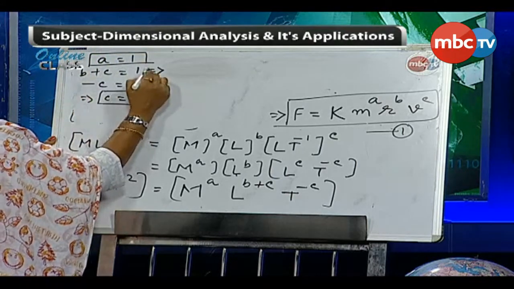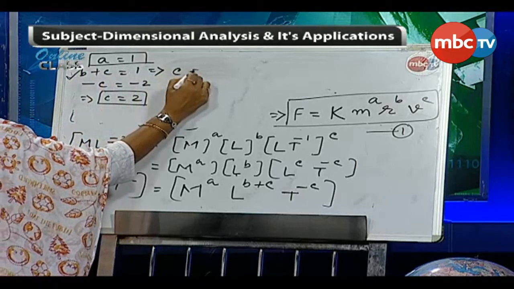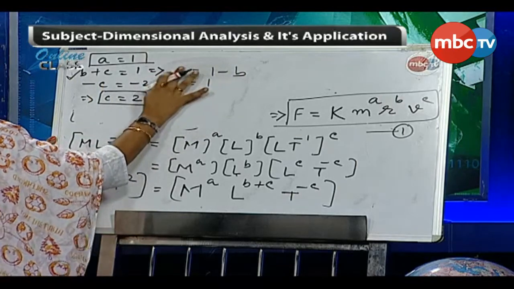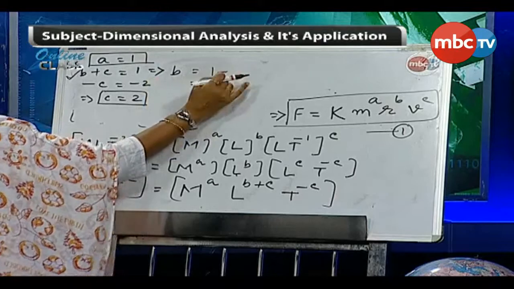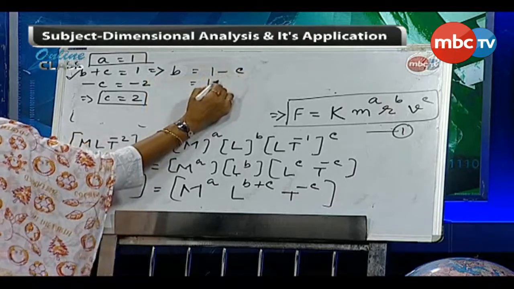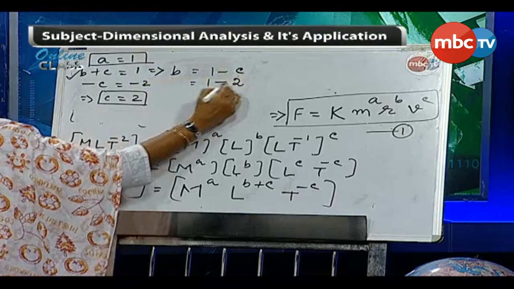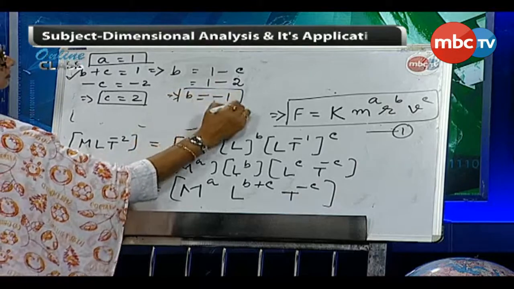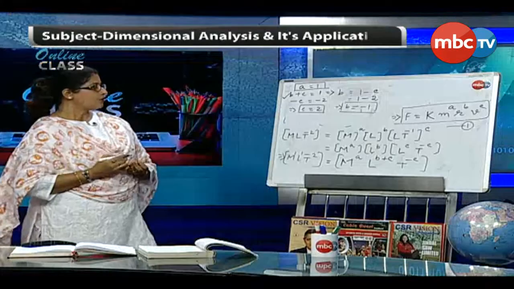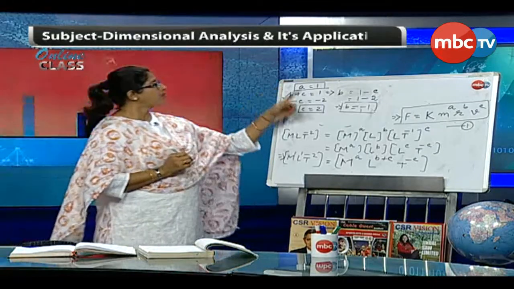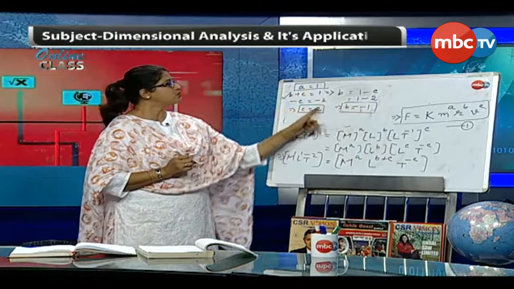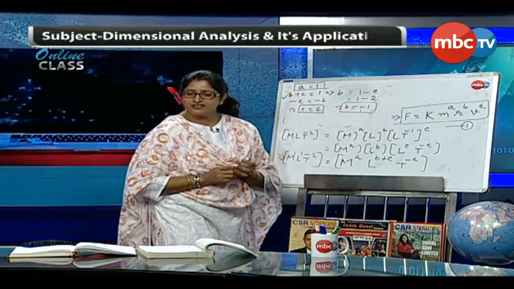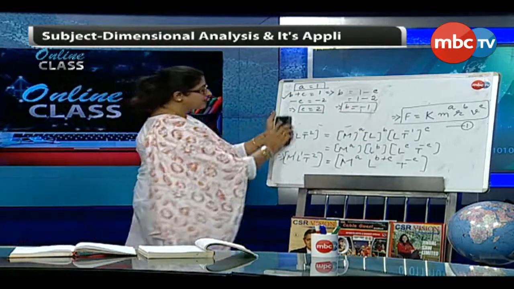So what is the value of b? From this equation we can get it. So b is equal to 1 minus c. Sorry, I am so sorry, here we have to calculate b. So 1 minus c, and c is 2, so b is minus 1. Okay. So finally you got the values of a, b, c as 1, minus 1 and 2. Now put these values in this equation. Simple.